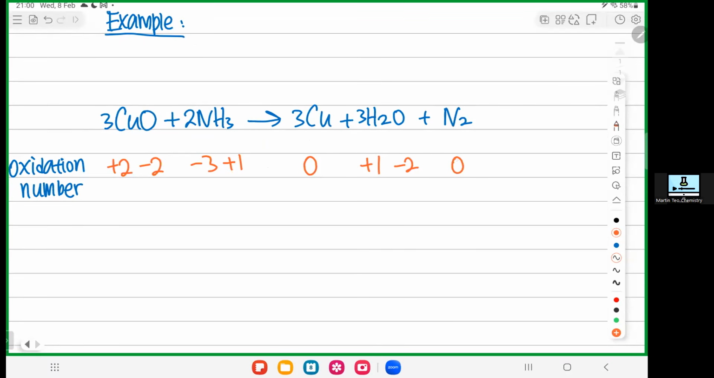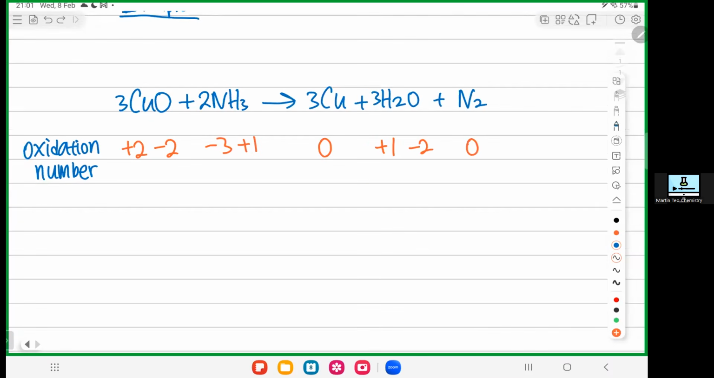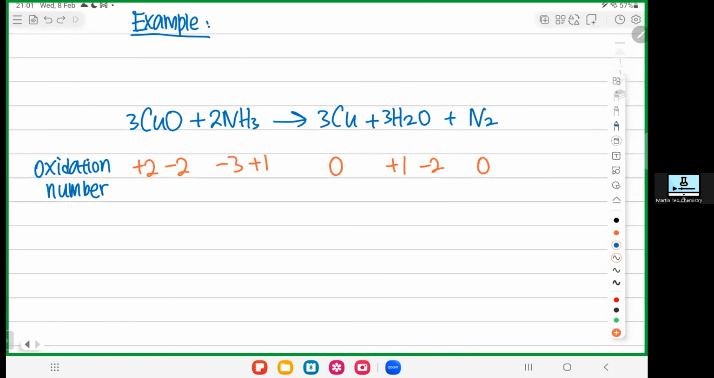Okay, let me know in the chat box, do you have any doubts or any problem with this oxidation number? Anyone? Okay, because if you can list the oxidation number correctly, you shouldn't have any issue, because the problem for many students is that they cannot get the oxidation number, or they write the wrong one. Once you write the right oxidation number, the whole thing is easy. The whole thing is easy already.